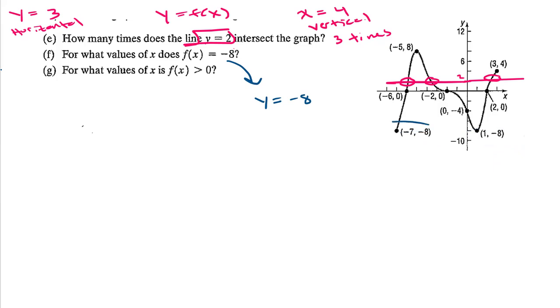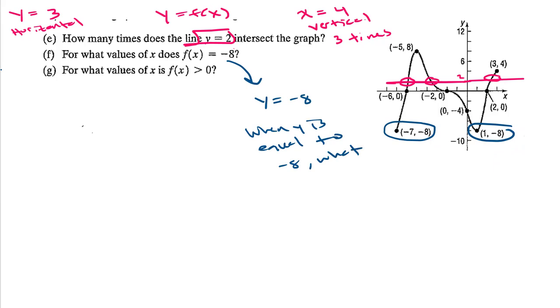Okay? So again, we're focusing on these two particular points. Okay? So this is asking when y is equal to -8, what is the x value? Okay, so in this case, x is equal to -7 and 1.